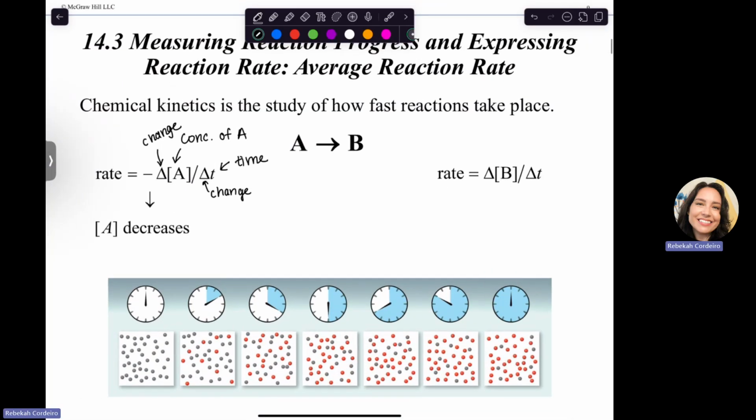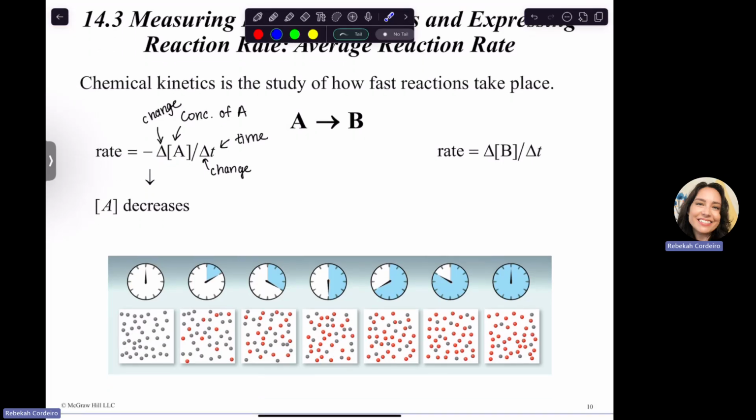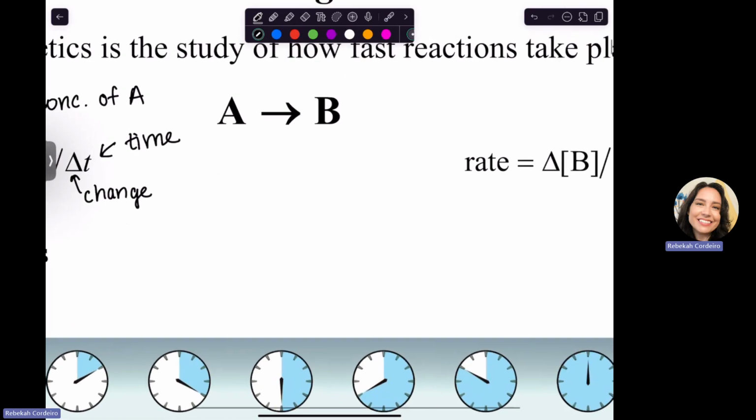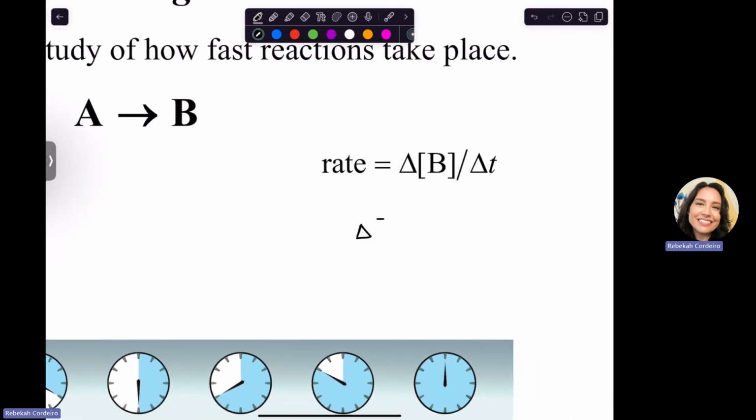And for reactants, I put a negative sign in front of this because we're decreasing our amount of reactants over time, and rate is always going to be positive. So if this number winds up being negative because I'm decreasing it, then I have to add that negative to make rate positive. So rate should always be positive, and you could say the rate of disappearance for a reactant, or the rate of appearance for a product, which is still a positive number.